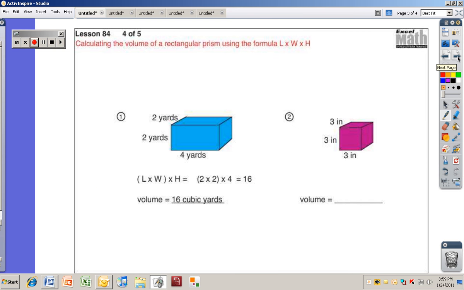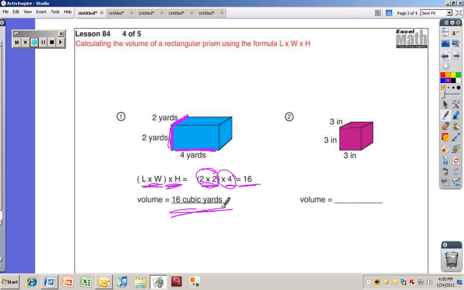Okay, let's take a look at this one here. Number 1, 2 yards this way to the back, 2 yards high, and 4 yards across. I'm going to multiply the length times the width and multiply that times the height. The length, they're calling 2. The width, I wouldn't call that the length and the width. But anyway, they're saying 2 times 2, the length times the width, and then they multiply that times the height of 4. I don't think it has a height of 4, but it doesn't make any difference the order you put them in. 2 times 2 is 4. 4 times 4? 16. Notice they wrote 16 cubic yards.